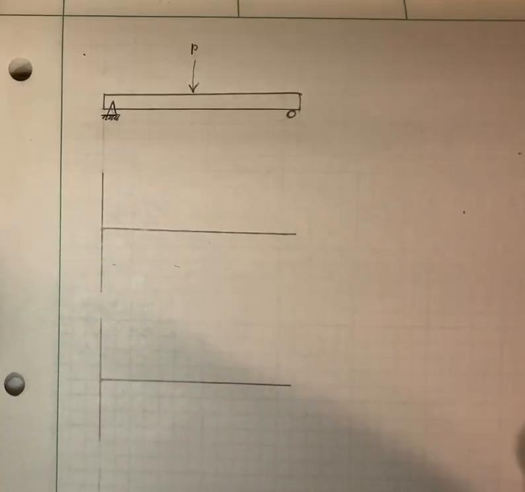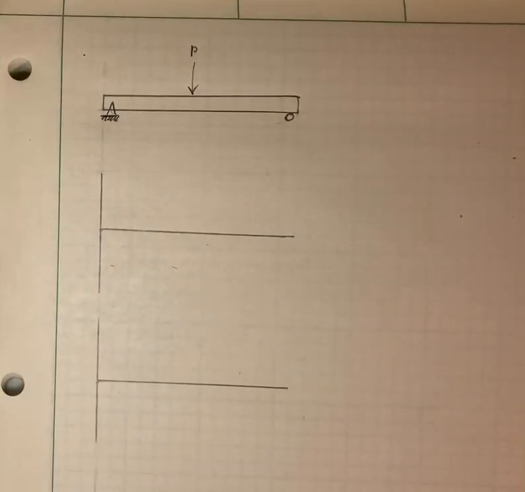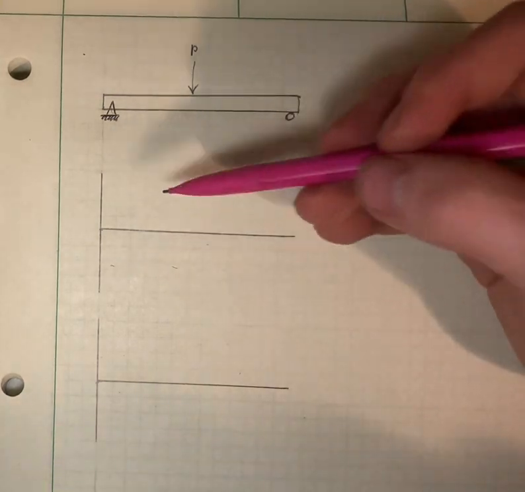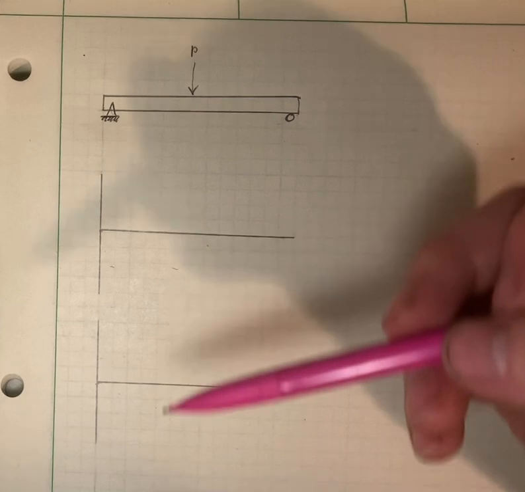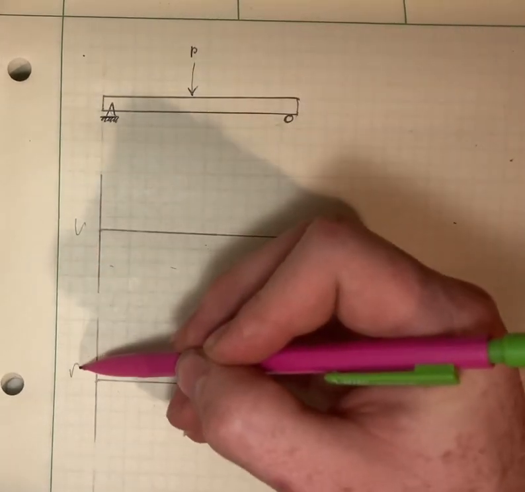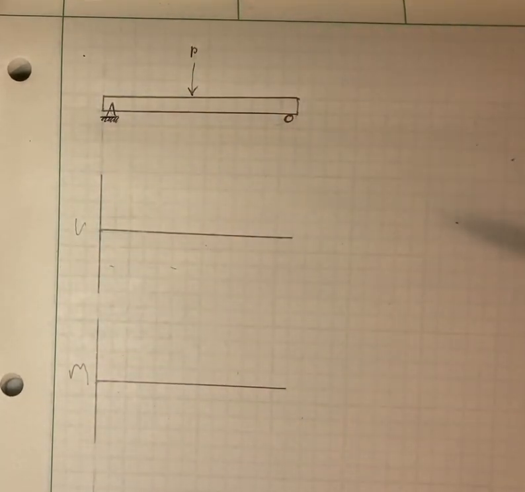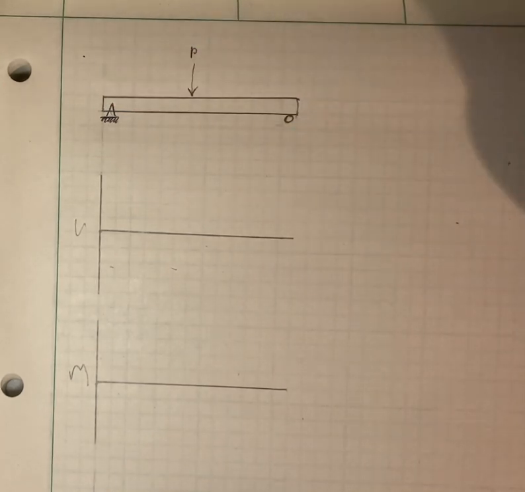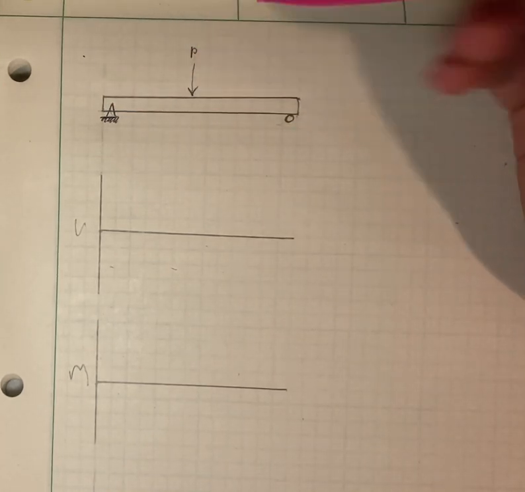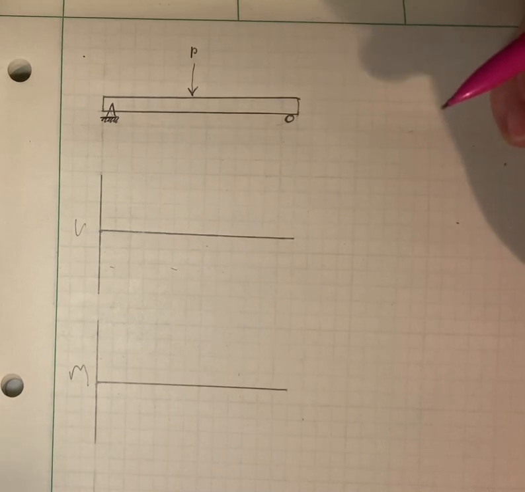Okay, last one without numbers. And again, I'm just doing this so you can get the feel for how these graphs relate to the picture, the first one and the second one, shear and moment. And this time we're doing a member on a pin and a roller, right? With just one force right there in the middle.